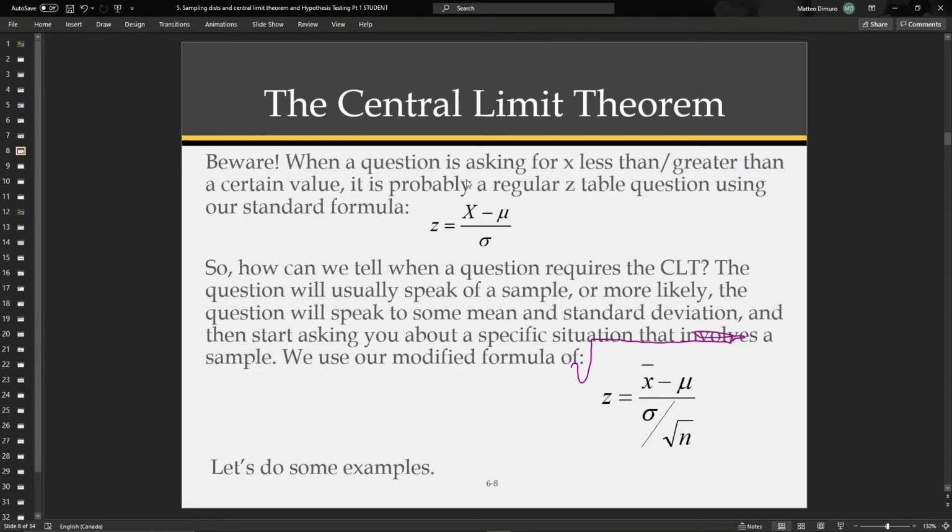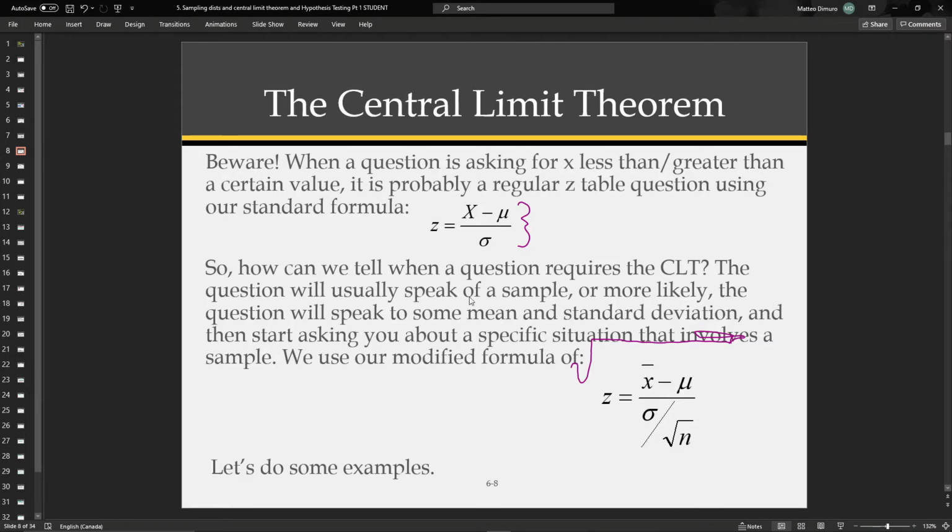So beware. How do we know? Now we're going to have our typical Z table question. What does this mean for you, really? You have this Z score that we've been doing for a little while. How do I know when it's a regular Z score question and when it's a central limit theorem question? If you understand the central limit theorem, you'll see it, but I remember when I was a student, that's actually pretty hard because you're just learning this stuff. It's a very complicated topic. When a question asks for X less than or greater than a certain value, it's probably just a regular Z table question. But how do you know when it needs the central limit theorem?